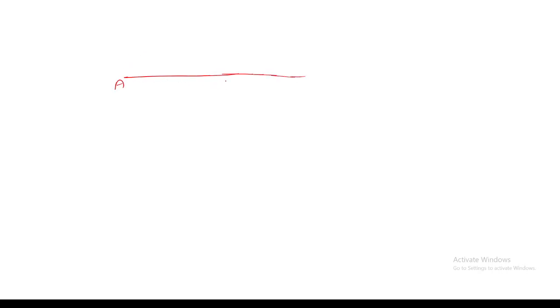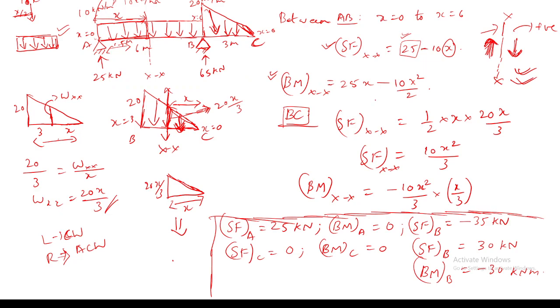Sir, that means the reaction at B is not taken into account? No, the reaction is actually taken into account. See, for example, the reaction is 65 kilonewtons at point B, right? So only you are getting this variation from minus 35 to 30, and this variation is caused due to this concentrated load or the reaction load.